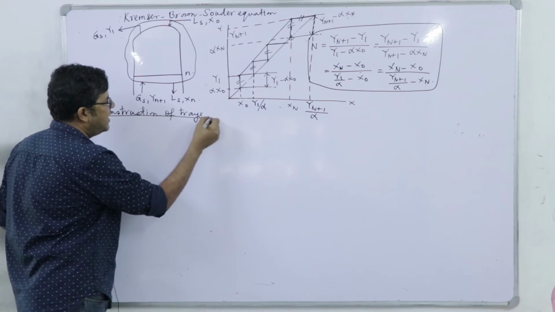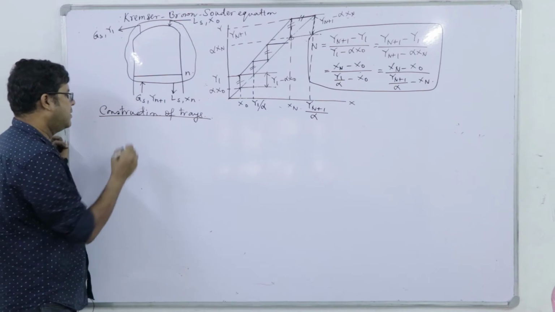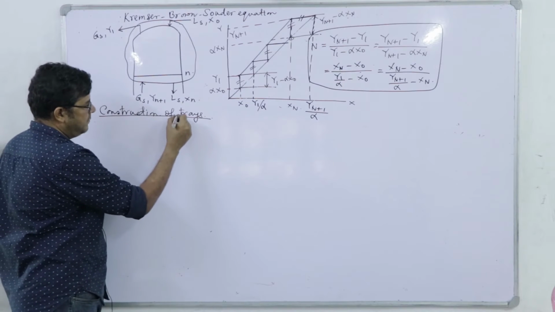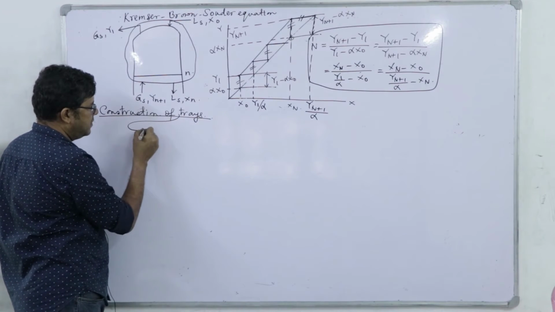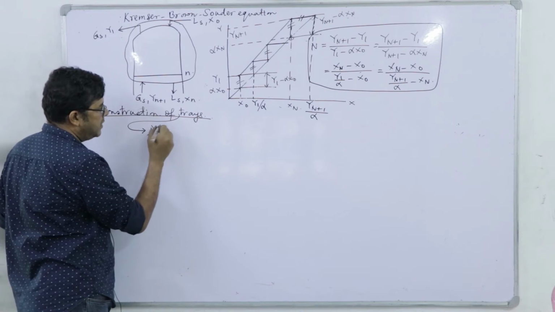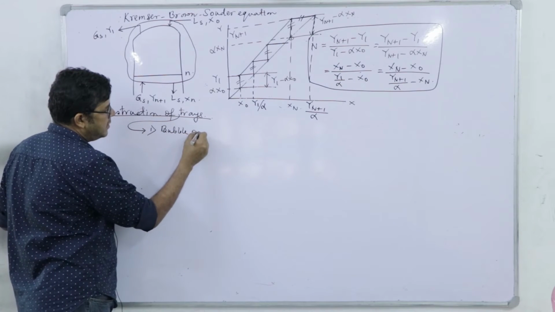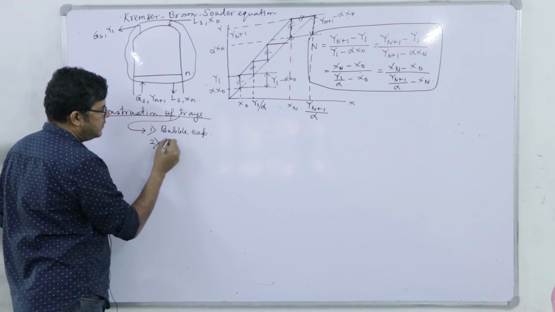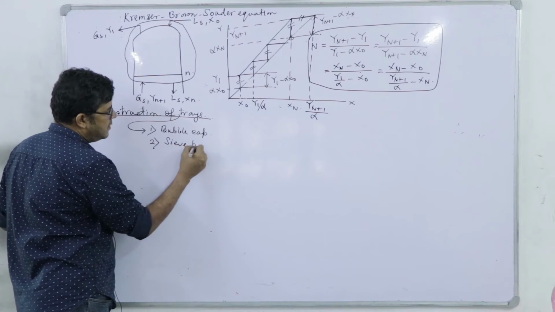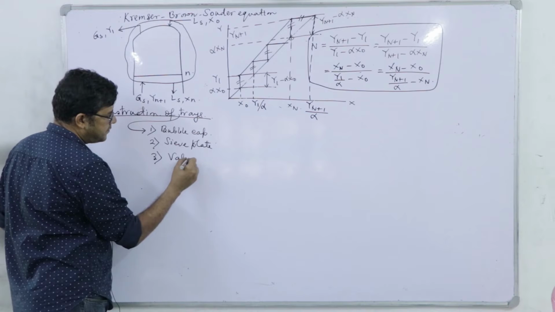Right. The shell and all, I will not go into the detail, but here we will discuss the very basic regarding the construction. Now, we can have 3 different types of trays in common. That is a bubble cap, sieve plate, and valve trays.